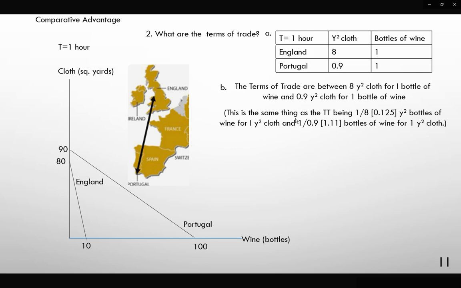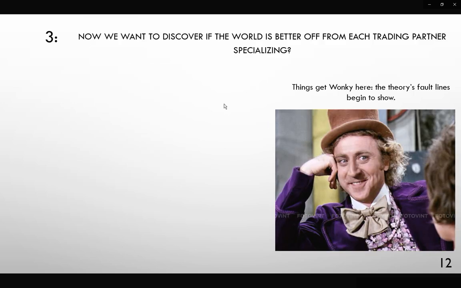I'm just saying if we flip this, then it would just be the same values expressed in a different way. Okay, so I've already told you this whole thing's a bit wonky.